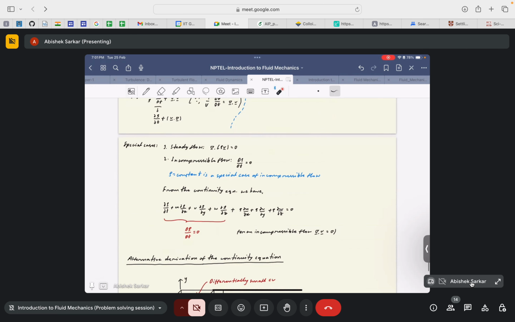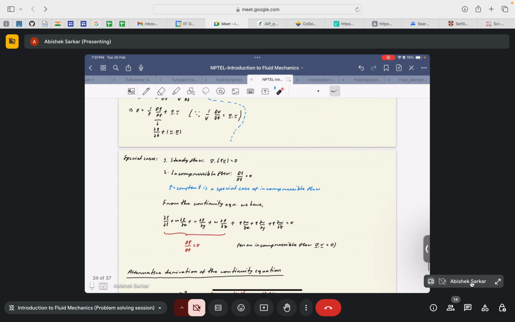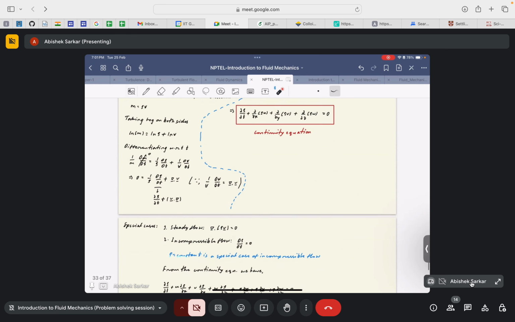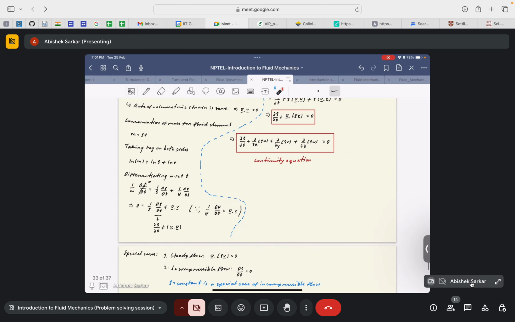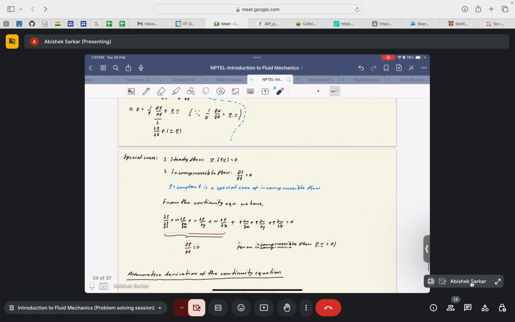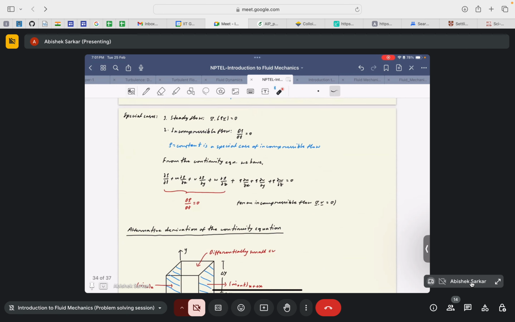Okay, so now from the continuity equation, if you expand this equation, it is again the chain rule, so this will be u dou rho by dou x plus rho dou u by dou x. Similarly for all these terms, when you expand the partial derivatives, you will be left with dou rho by dou t plus u dou rho by dou x plus v dou rho by dou y plus w dou rho by dou z plus rho dou u by dou x plus rho dou v by dou y plus rho dou w by dou z.